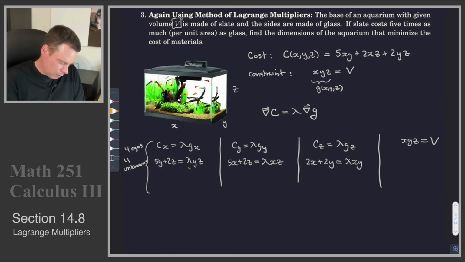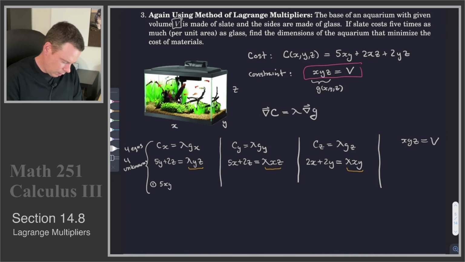Well, I'm going to notice that each one of these involves a lambda and 2 of the variables. So what that means is I can multiply the first equation by an x, because that right hand side is missing an x. If I'm thinking of it as lambda yz, it's missing an x. So I can multiply through by x.